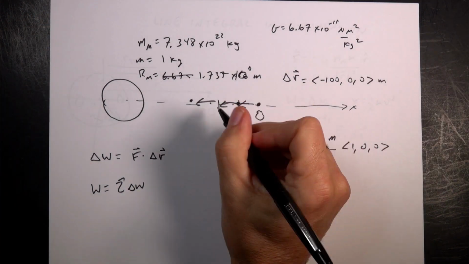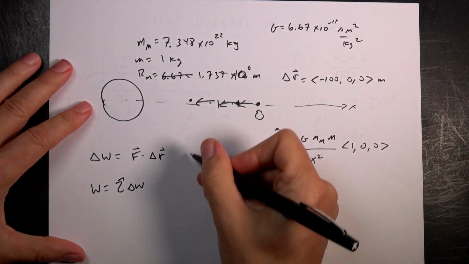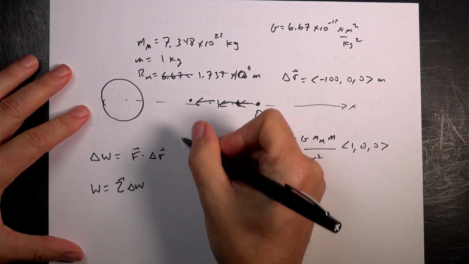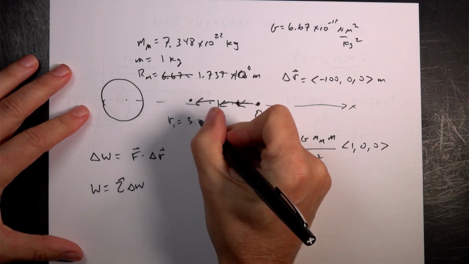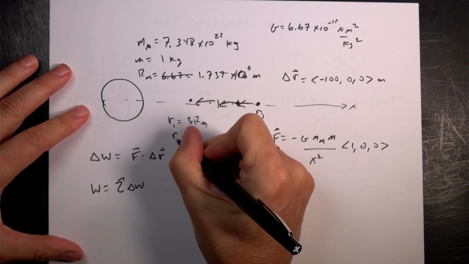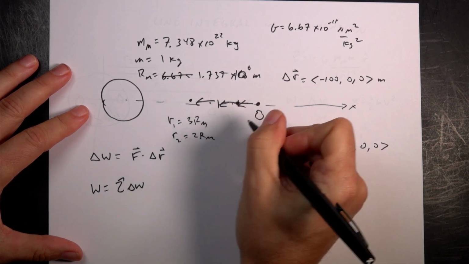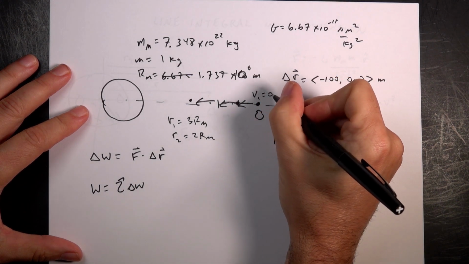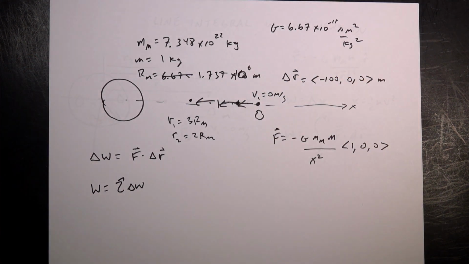And then I'm going to go from R1, let's say, we'll write it right here. R1 is 3 times the radius of the moon. R2 is 2 times the radius of the moon. And V1 is 0. So I can find out how fast it's going. So I'm going to do that and get a numerical value. And then we'll do it analytically and see how that compares.